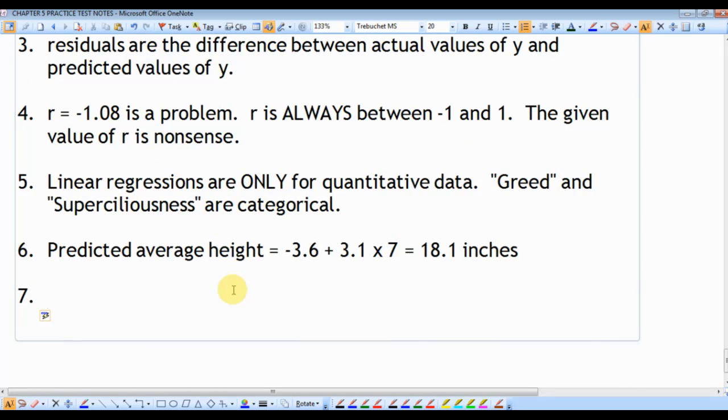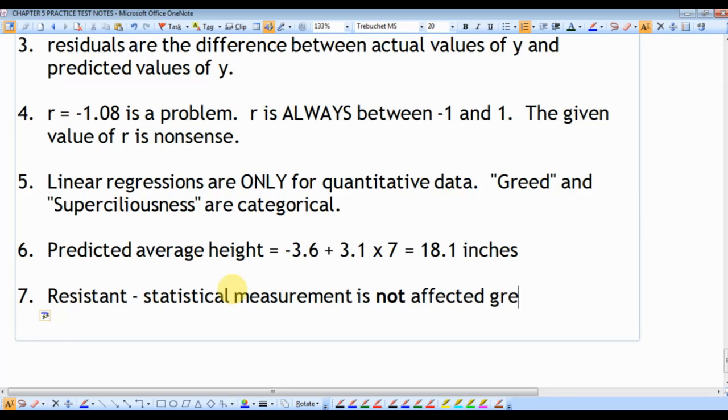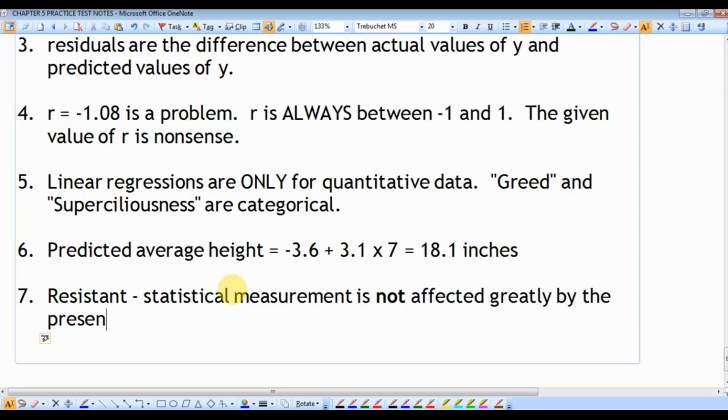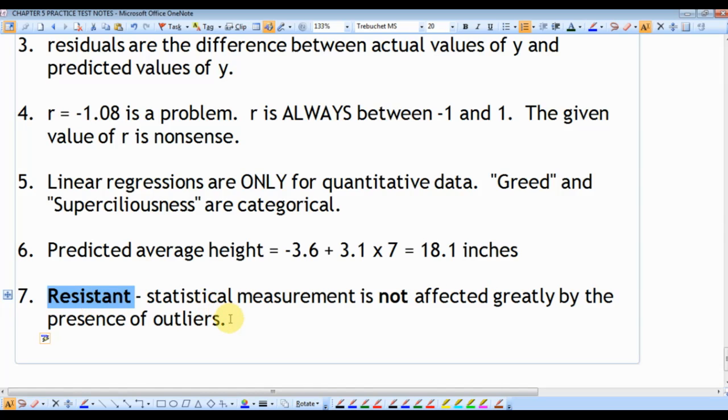The following are resistant. A lot of people have asked about this, and resistant, what does that mean? That means that the statistical measurement is not affected by the presence of outliers. So the outliers don't change the information. Well, it changes it, but not very much.